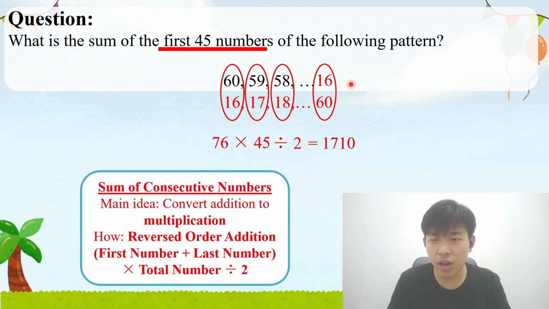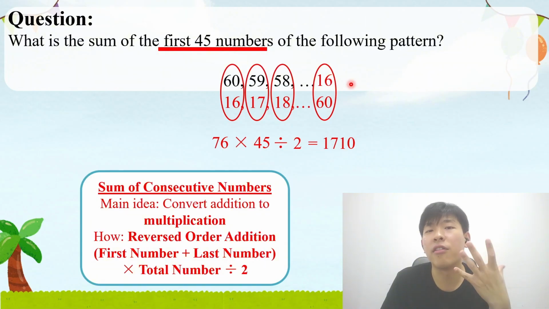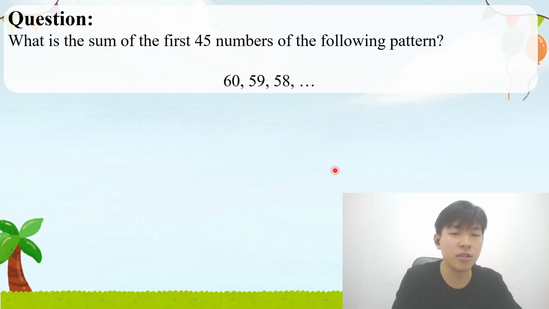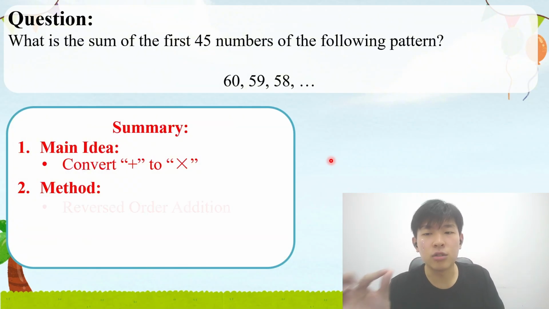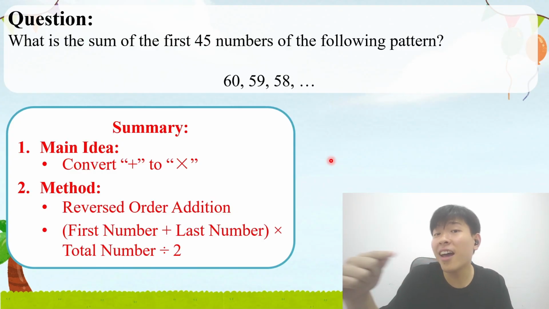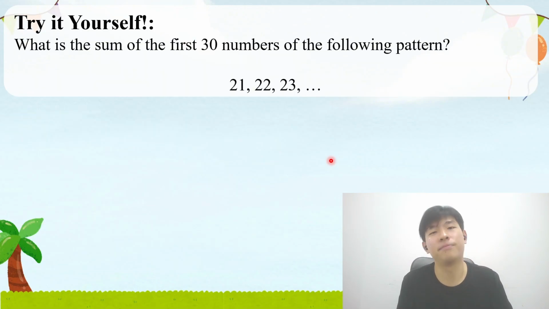So, again, the summary here. Sum of consecutive numbers. Main concept is to convert addition into multiplication. How? By reverse order addition. First number plus last number times the total number and divided by 2. So, let's do a very big summary here. Main idea, convert plus to multiplication by reverse order addition. Okay, remember to write down the reverse order first and pair them up together. Then first number plus last number times total number divided by 2.